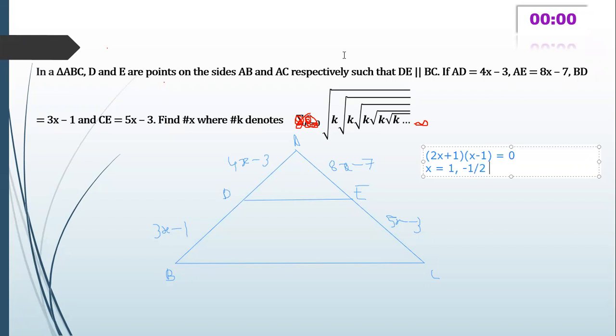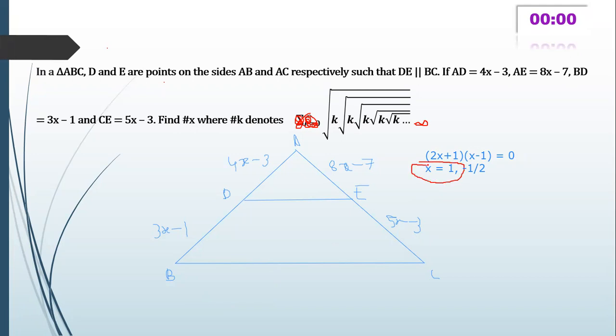Now it is very obvious that a side of a triangle can never be negative. I mean, in fractions it is possible, but negative fractions are never possible. For instance, negative digits cannot be a side of a triangle. So the only possible answer is x equal to 1.